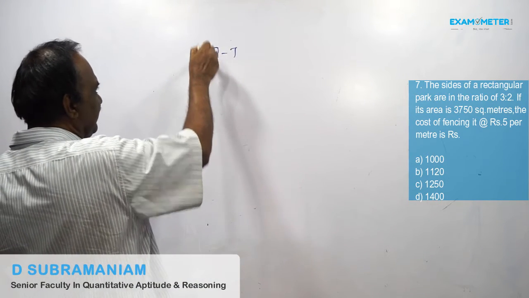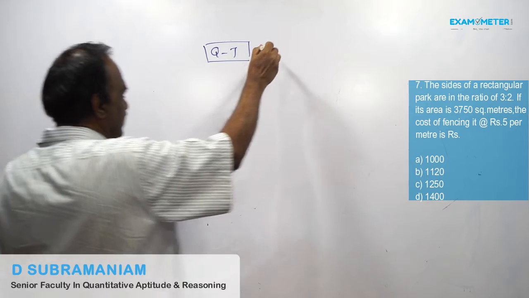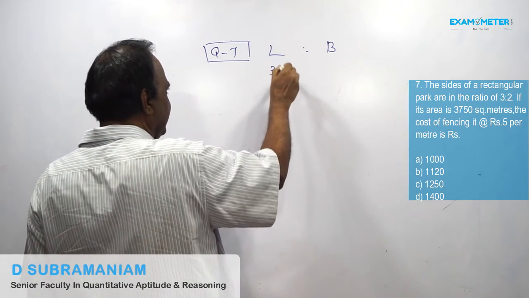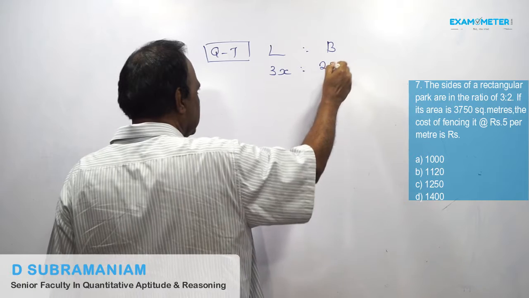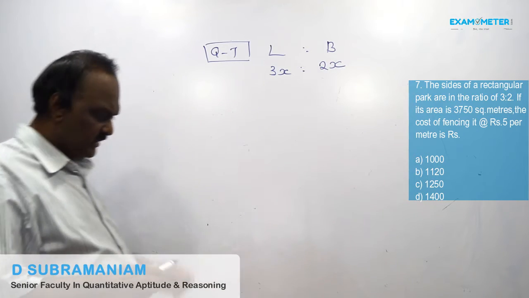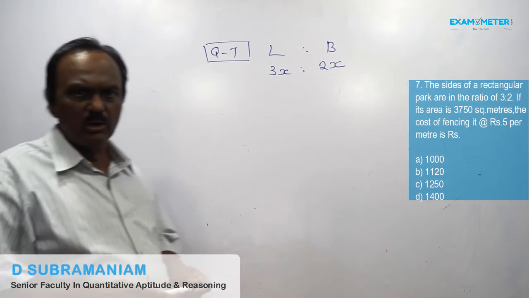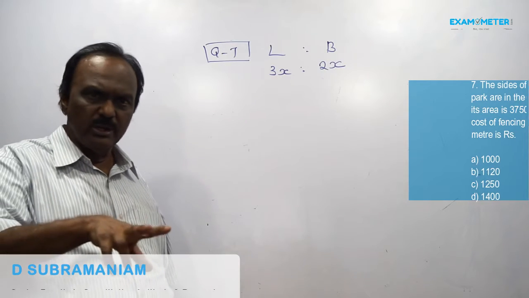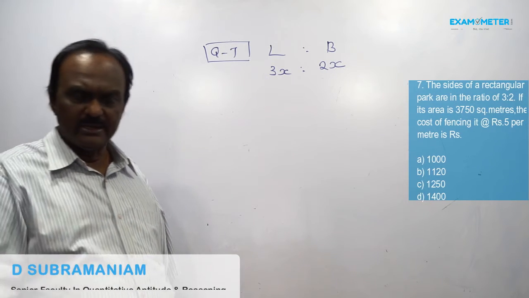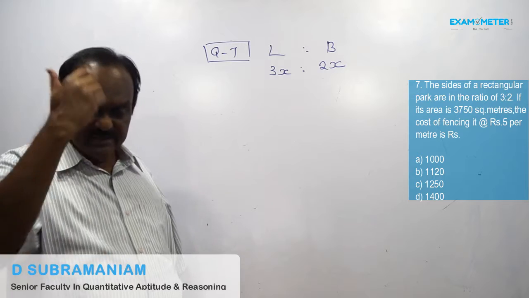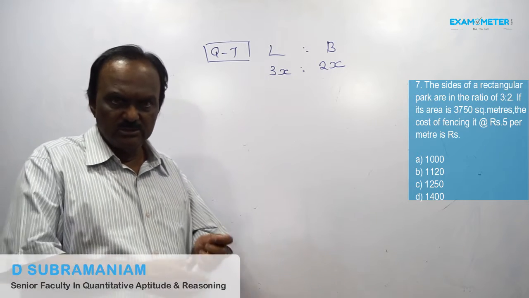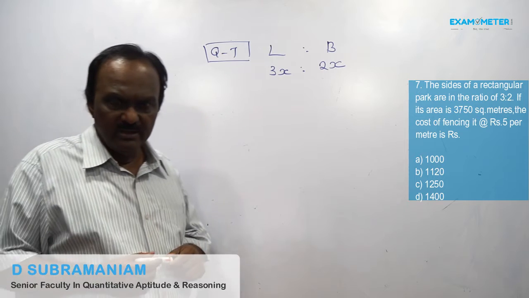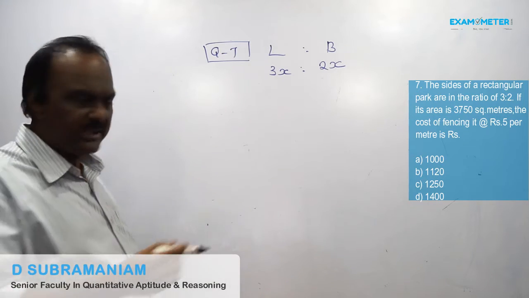The sides of a rectangular park are in the ratio of 3:2. Length we will take as 3x, breadth we will take as 2x. Area is given in the question. So the area of a rectangle formula is length into breadth.